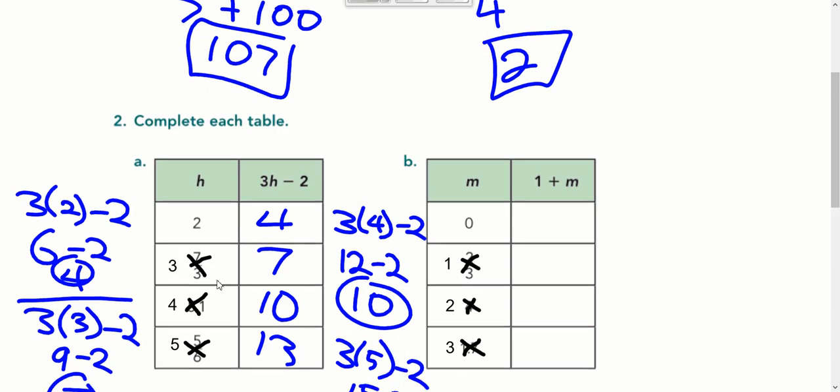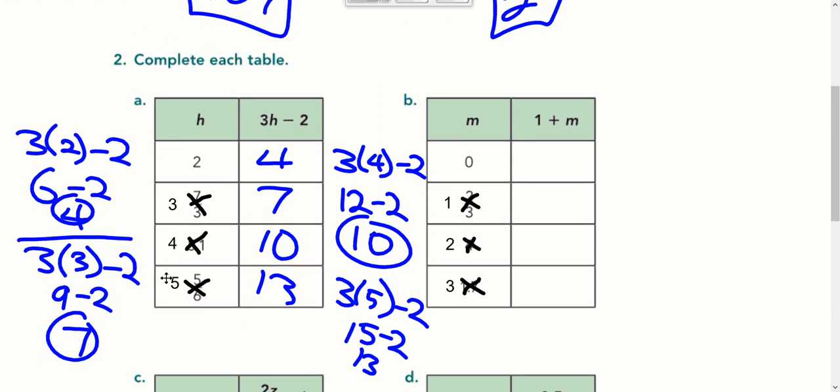Now, I changed the numbers on this table so they're a little bit nicer to work with. But the idea here is we can be given several different values for h, because remember, it's a variable, it varies. So 2 in for h is 3 times 2, which is 6 minus 2, and we get 4. So we put 4 in this spot. And then I could put a different number in for my variable, because again, it varies.